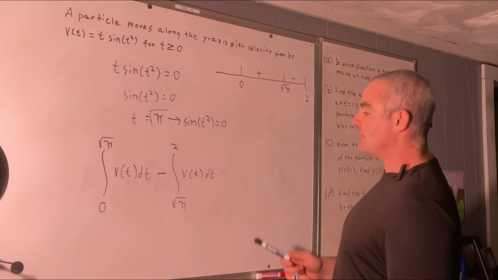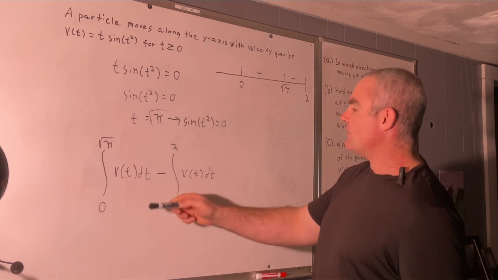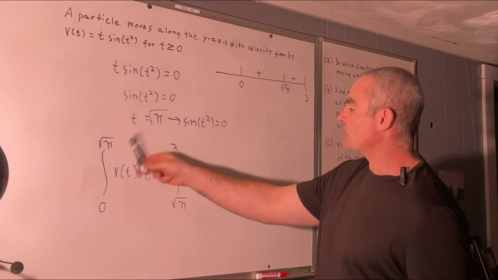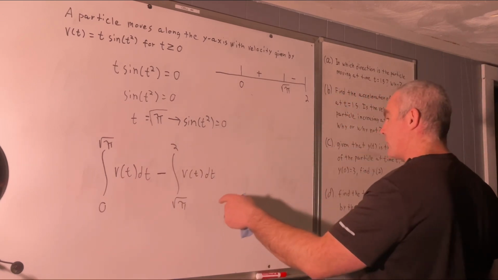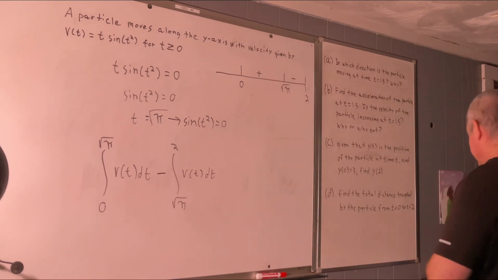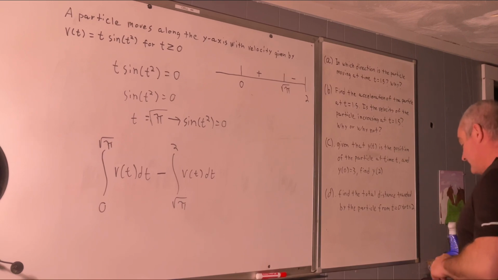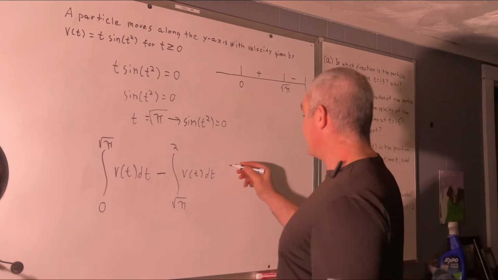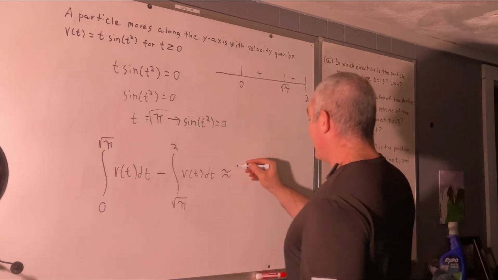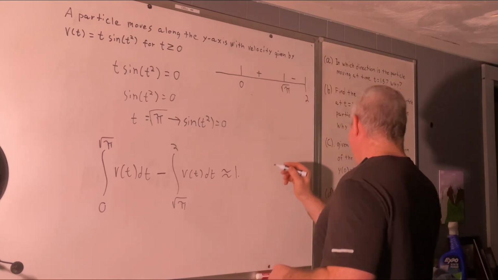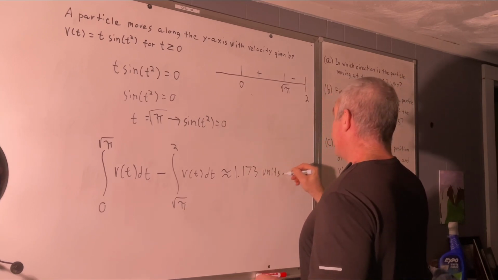So what you would do is you would integrate our function from 0 to the square root of pi, and then subtract it when you integrated it from square root of pi to 2. And what you get, if you do that, is roughly 1.173 units.